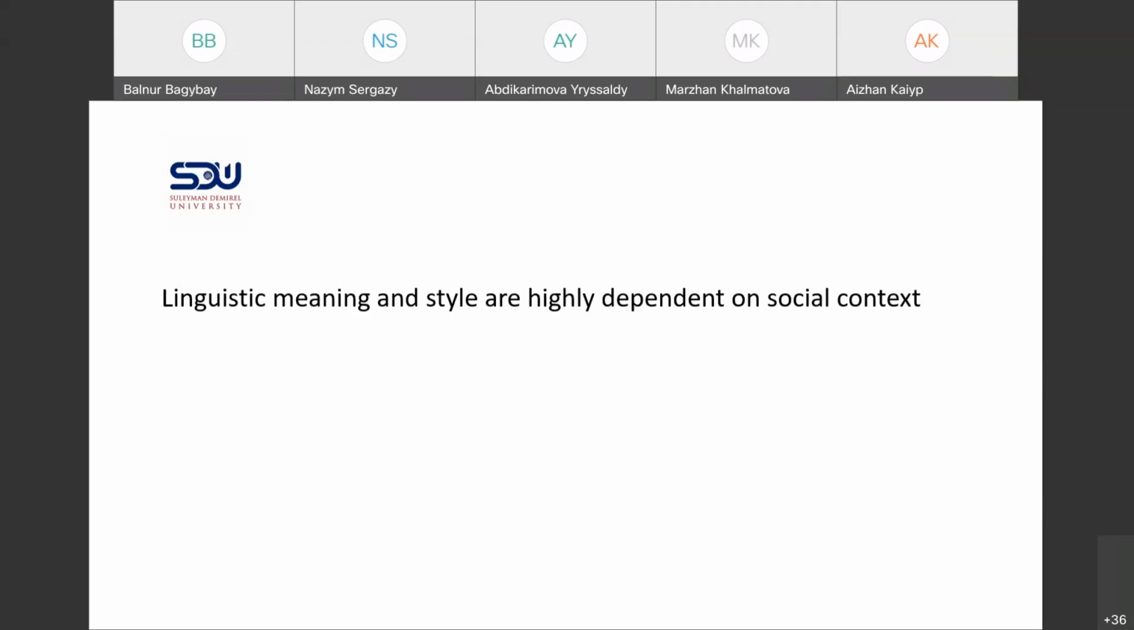So from that, we may understand why linguistic meaning, why style, any kind of style, is highly dependent on society, on social context. So when we are talking about register, we suggest that different styles and different registers of the language are used in different contexts. So the context actually identifies which style and which register we should be using in our interaction, whether it is direct interaction or indirect interaction.